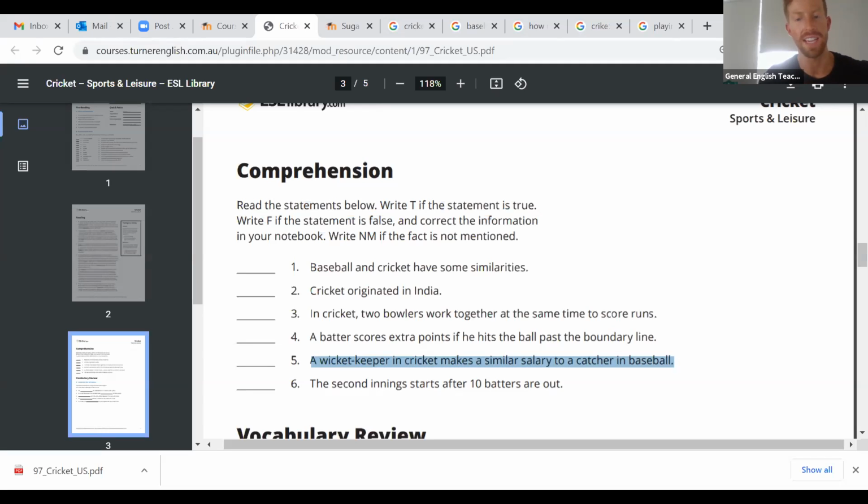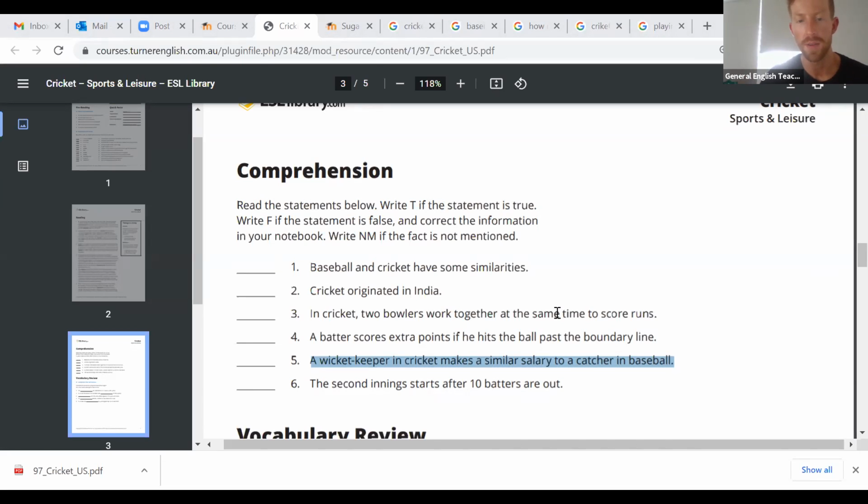So the answer is actually, like Andrea said, NM. It means not mentioned or not given. So we don't know, because they don't say it. There's no sentence to say yes or no. When you go on to IELTS study with the reading, you will get this question a lot. So it's something you need to start developing as well. So it's good that we're starting to look at it now.